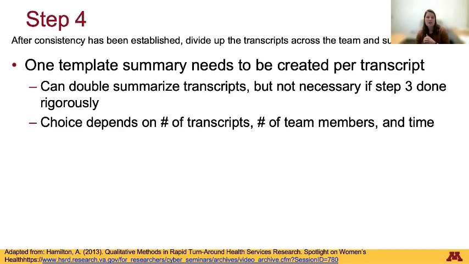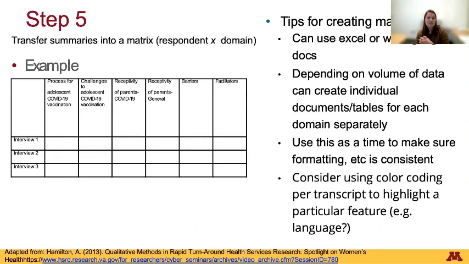Again, we're using some of these rapid methods for time constraint projects, and that double summarizing will take essentially twice as long to get done. But once you've finished all the summaries, you move to step 5, which is transferring all of the summaries into a matrix. Excuse me. And this is what you're using to really synthesize and look across your results.